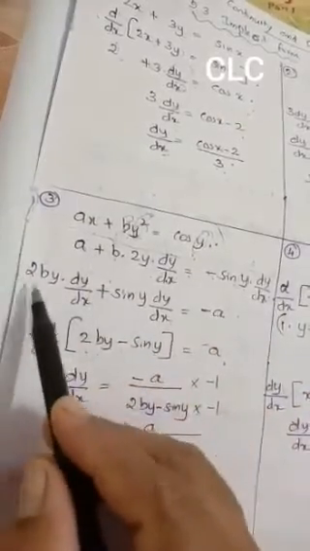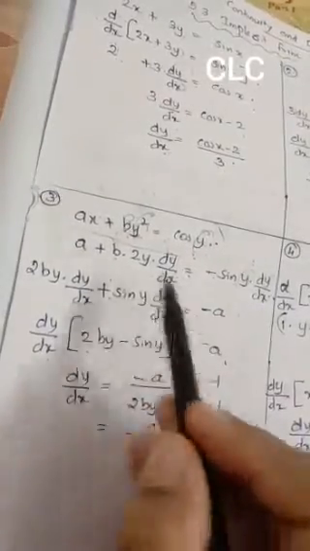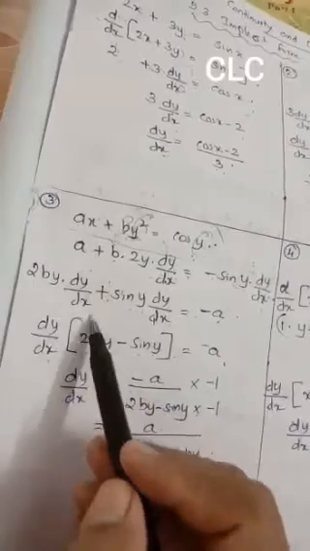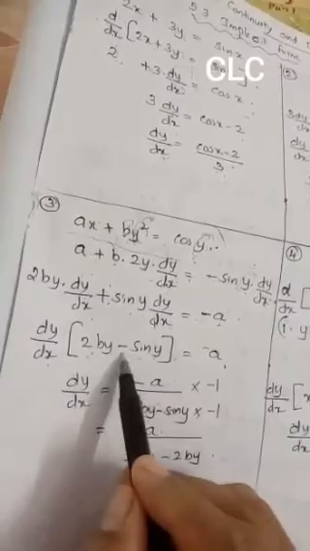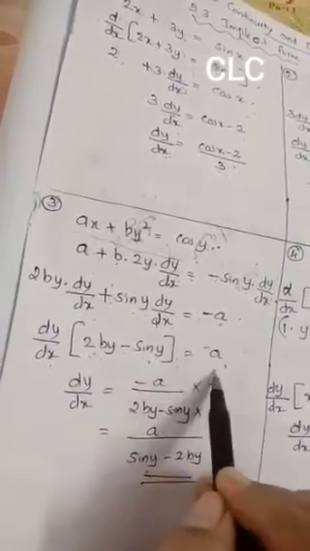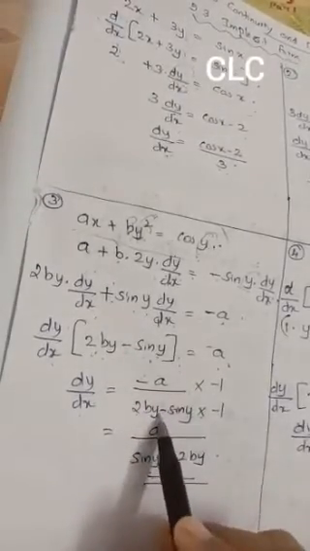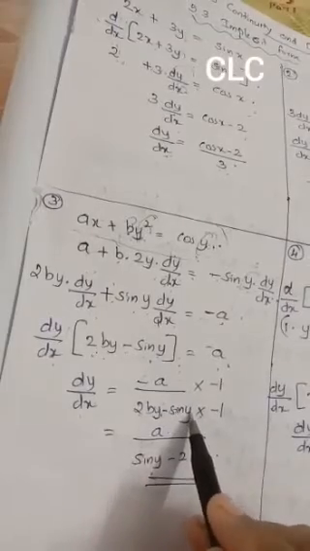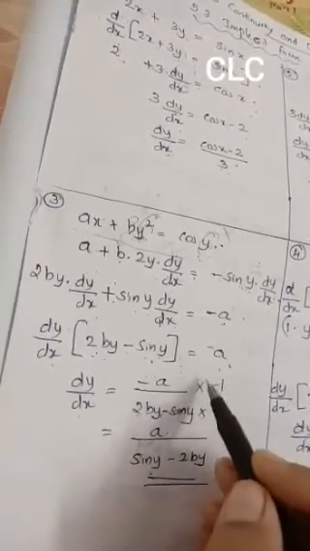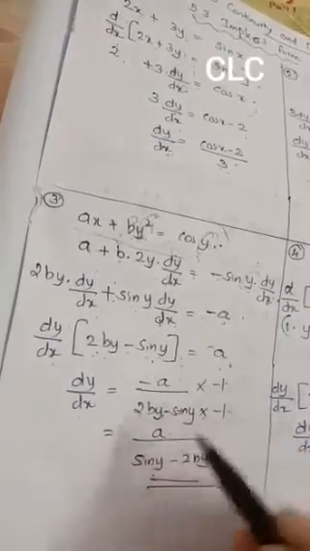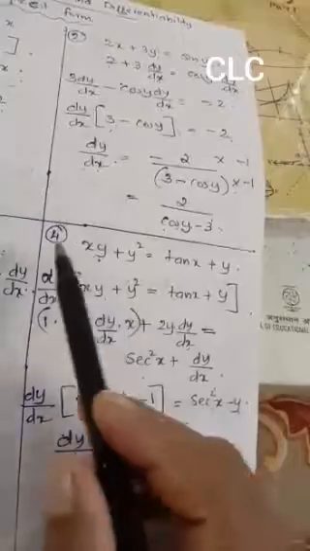So it will become 2by dy by dx plus sin y dy by dx is equal to negative a. Take dy by dx, which is common. Now it will become dy by dx into 2by plus sin y, which is equal to minus a. So dy by dx is negative a divided by 2by plus sin y. Same method, if you want to remove this negative sign, multiply both numerator and denominator by negative 1. So you will get a divided by sin y minus 2by. Now let us go to question number 4.